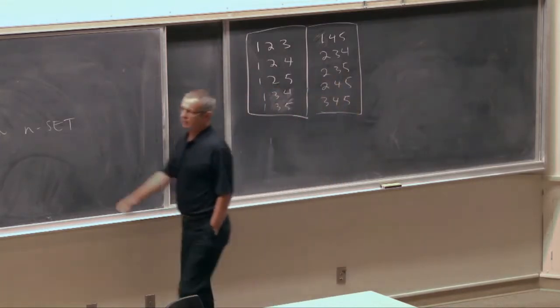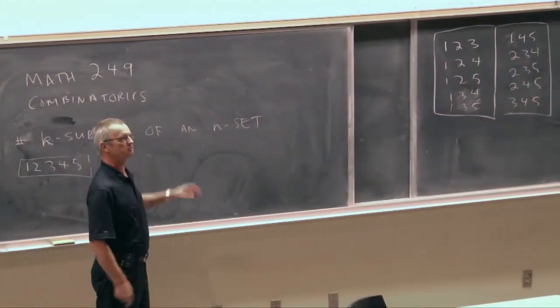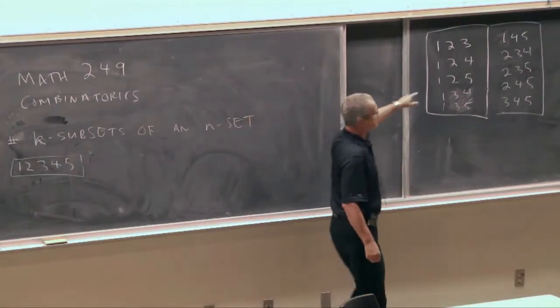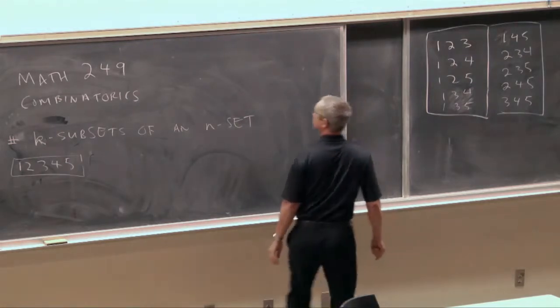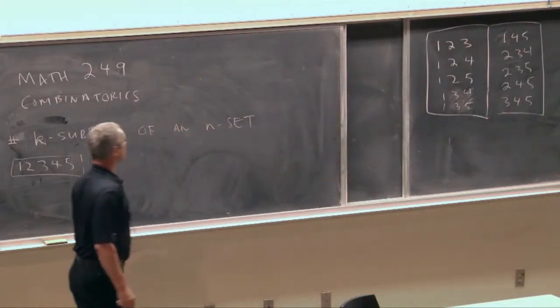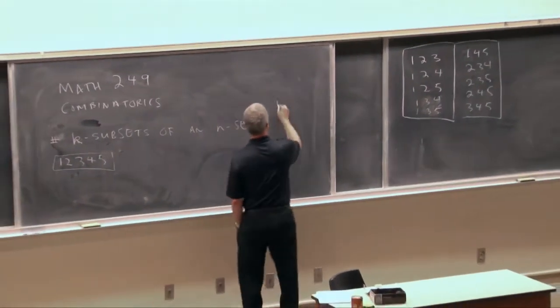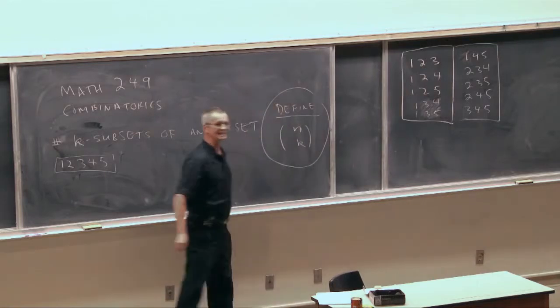So you have this bucket of 1, 2, 3, 4, 5, and you grab 3 different guys and you fire them down. You do it in all possible ways and perhaps give it a coherent order. And after you've found 10 of these 3 subsets, there are no more. So the number of 3 subsets of a 5 set is 10. We define that to be this symbol, which has 2 parameters, n and k.